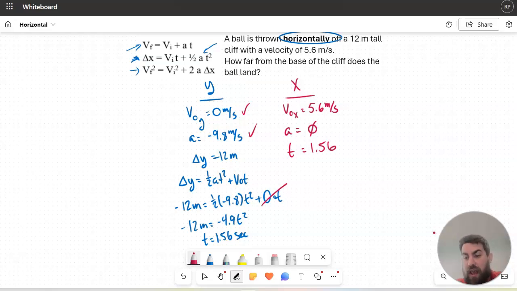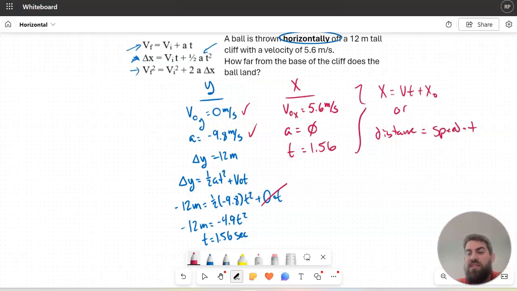And the motion in the X is a little bit simpler to solve for because we don't have acceleration to deal with. So it's back to that formula of X equals VT plus X0, or distance equals speed times time. You've probably seen that in one of your previous science classes, but we can only use that in the X direction because the acceleration is 0. It's not speeding up in the X because gravity is only pulling downward in the Y.